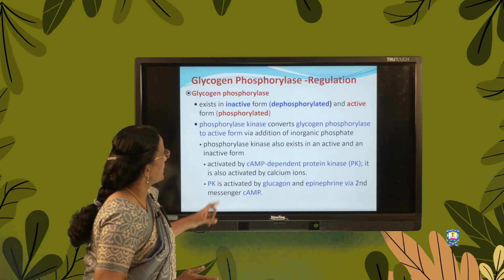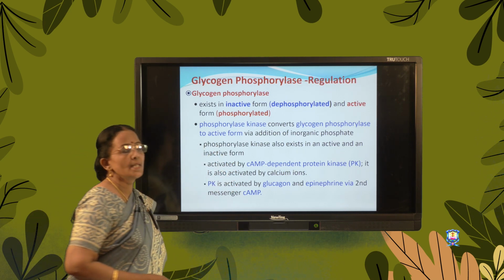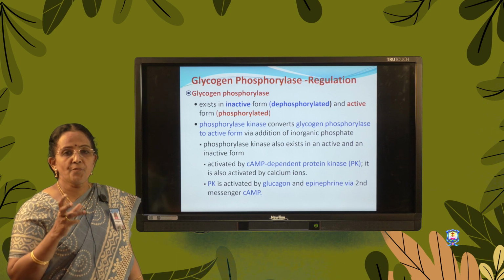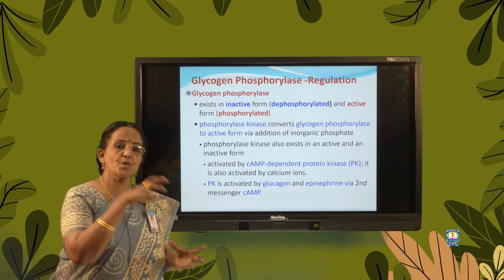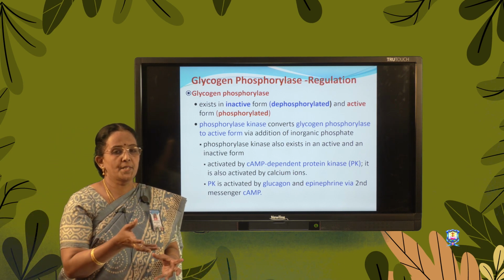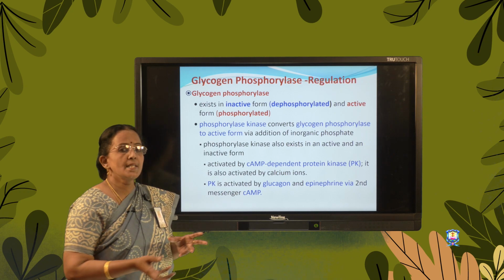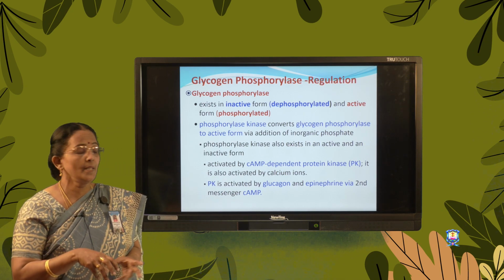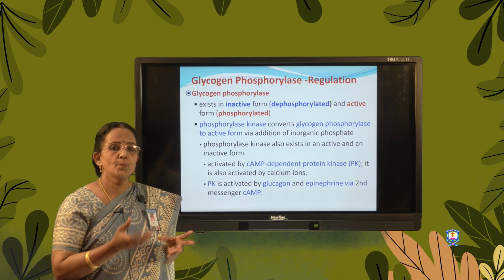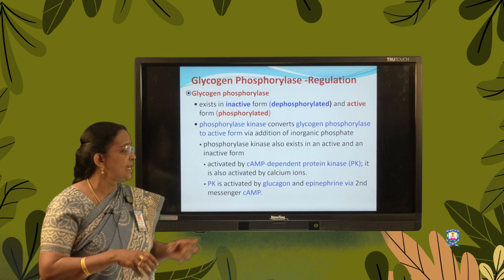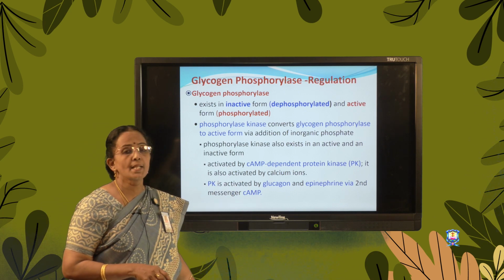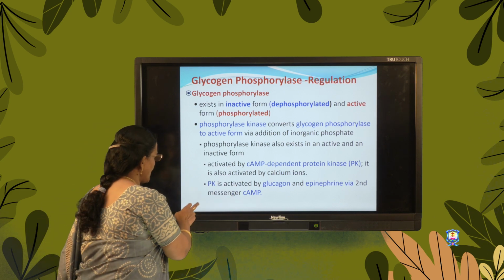And that job is done by, for example, if you take phosphorylase, it is kept in active form by the enzyme phosphorylase kinase that adds a phosphate group to glycogen phosphorylase, makes it active. And this phosphorylase kinase is again under control of cyclic AMP. Cyclic AMP dependent protein kinase will add phosphate to phosphorylase kinase, and cyclic AMP dependent protein kinase is under the control of the hormone glucagon and epinephrine.